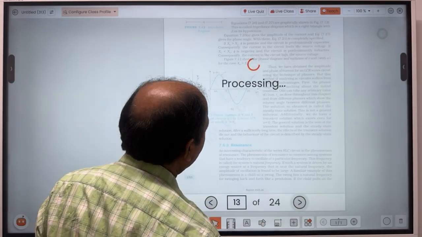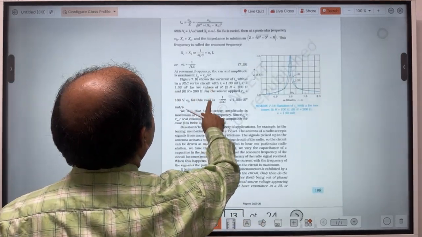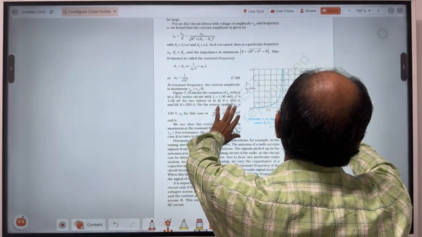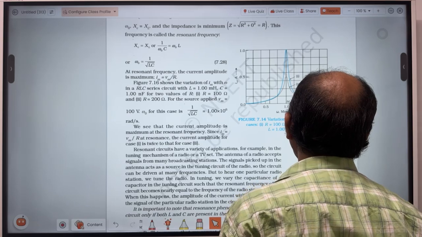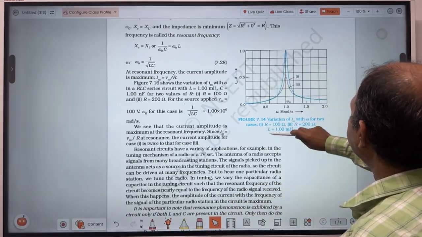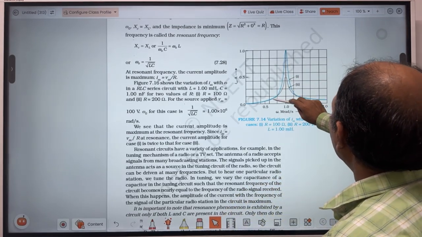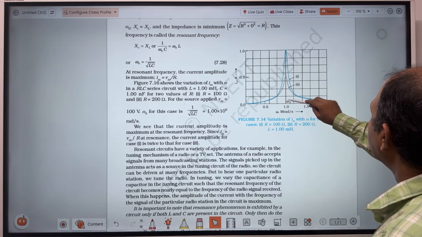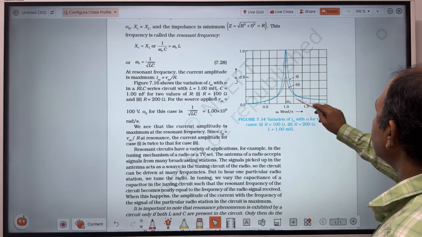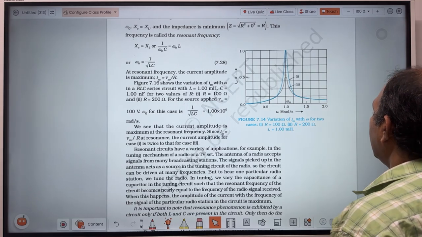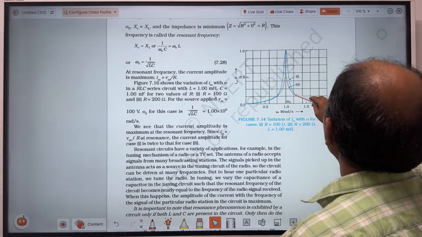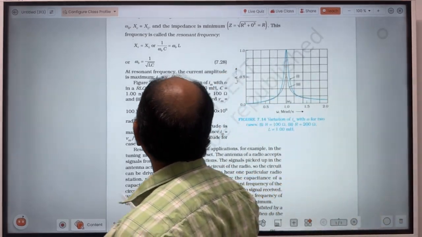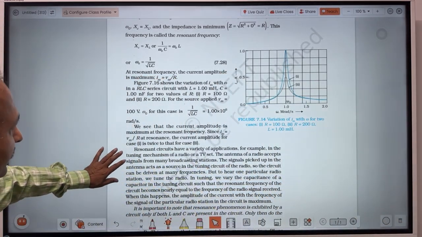Now the same thing is shown here. Here a graph is shown of current corresponding to different values of omega. The peak value is shown, like this is the resonant frequency, and these are two corner frequencies, omega 1 and omega 2, where current reduces to 1 upon root 2 times. Correct.